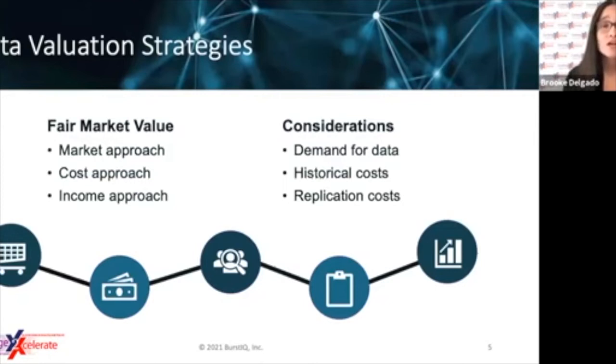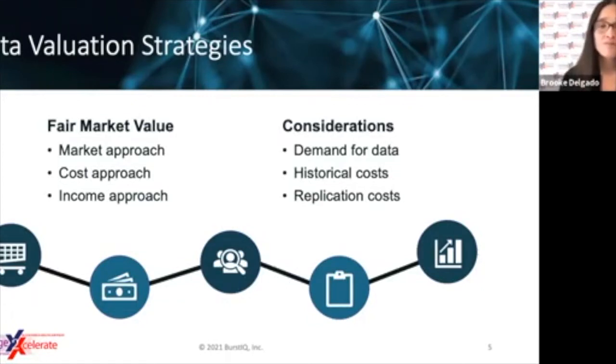There's also the cost approach. This is how much did it cost the organization to accumulate the data? This includes the R&D costs and preparation costs. The income approach is wanting to know how much is the revenue generated by this data bringing into your organization. And utilizing all of these approaches can help you determine what the value of data is to your organization and the fair market value.